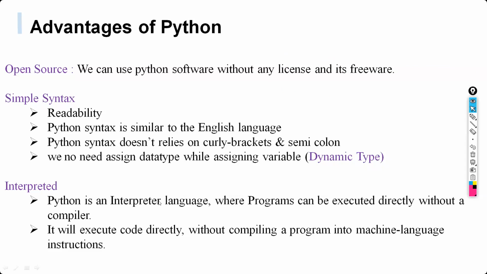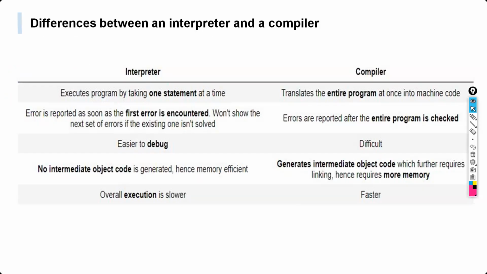Now, Python is an interpreter language where programs can be executed without a compiler. What is the meaning of this? Any programming language will be of two types: one is called interpreter, the second one is called compiler. Your interview questions start from here. First interview question: what is the difference between interpreter versus compiler?